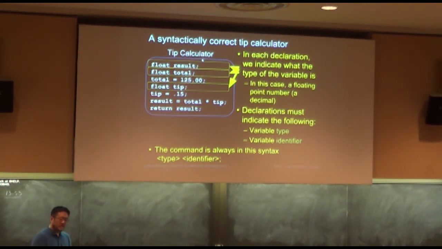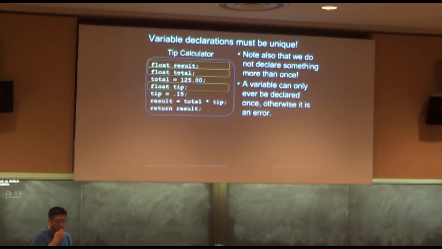So anytime we declare, it always has at least two words. The first word is the type, and the second word is the identifier, and it's always followed by a semicolon. So any other way will not correctly declare this variable. There are some shorthand ways that are different, but this is the most basic way to declare a variable.